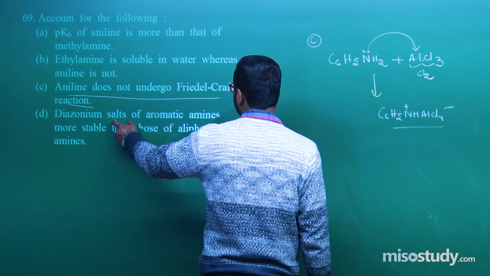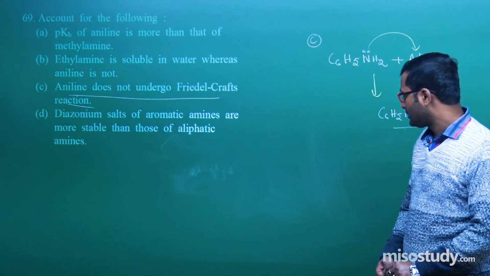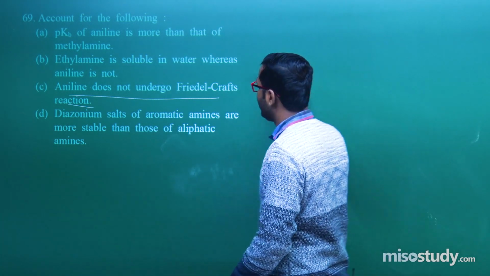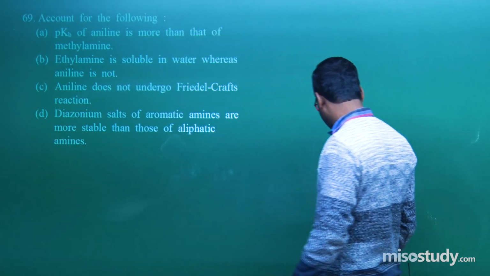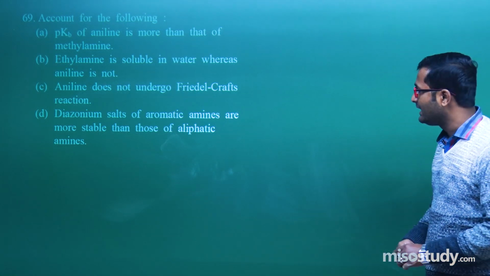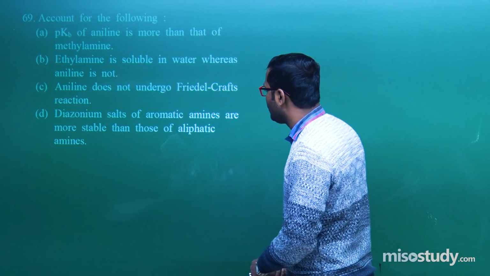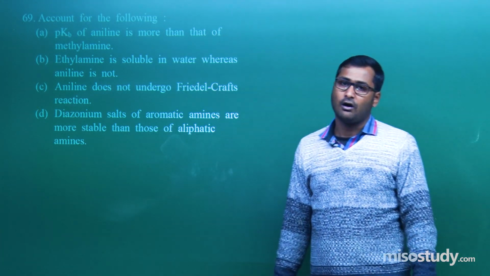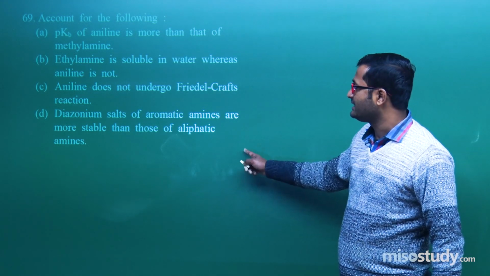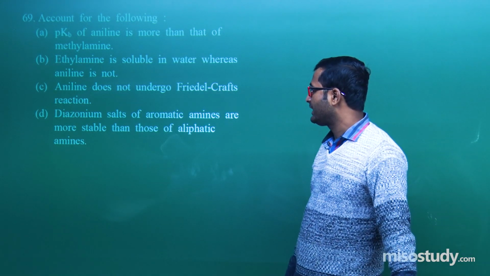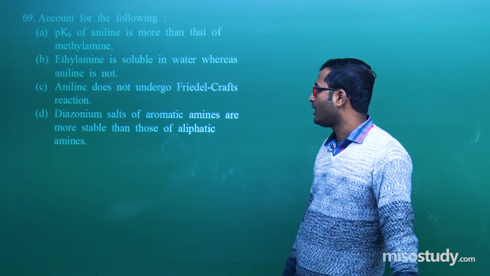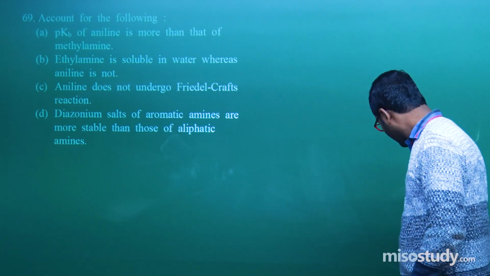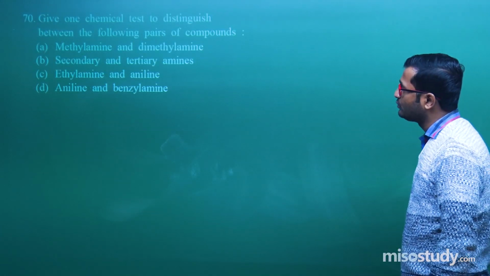Clear? The next one is, diazonium salts of aromatic amines are more stable than those of aliphatic amines. The diazonium salt of an aromatic amine, that is the N2Cl, is more stable than that of an aliphatic amine because there is a dispersal of positive charge on nitrogen. Due to this reason, diazonium salts of aromatic amines are more stable than those of aliphatic amines. Clear? Yes, sir. Now let's move to the next question.